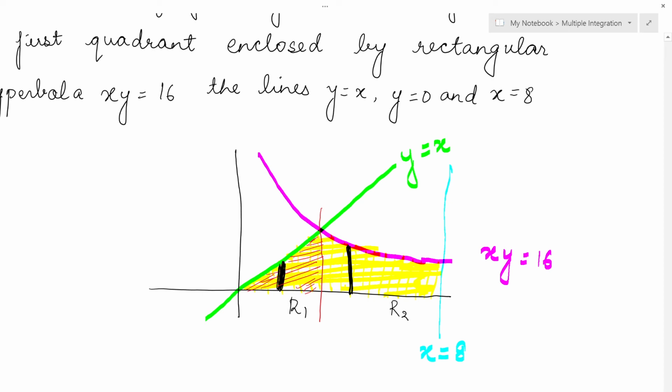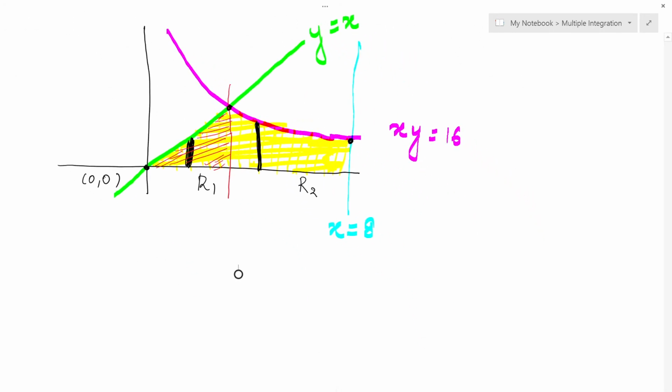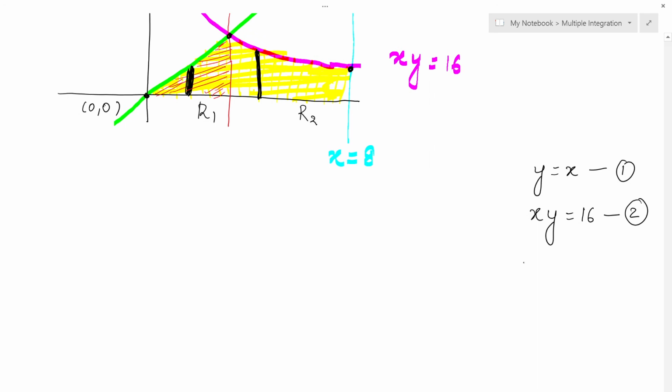Let us find the points of intersections now. Here, this point and this point, right? So obviously this point is going to be origin. Now the point of intersection over here, that means we need to find the point of intersection of the green curve y is equal to x and the pink curve xy is equal to 16. So how to find the point of intersection? We substitute one curve into another. Clearly we are getting the values of x and y, right? And here you know that x is equal to 8, that is given again.